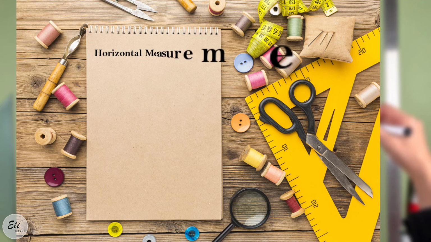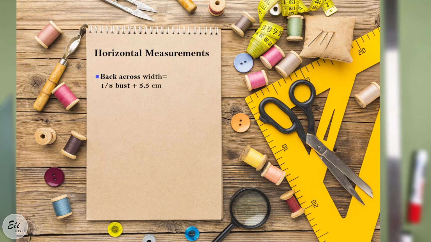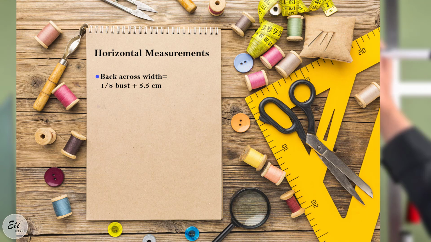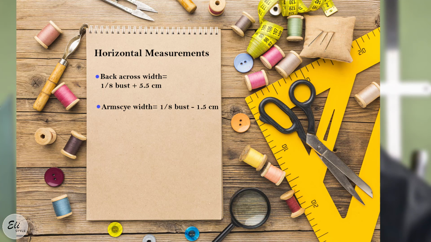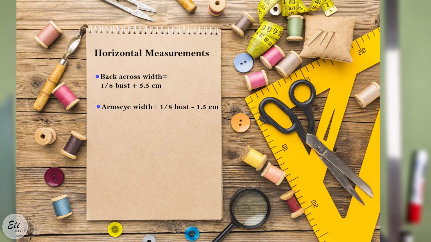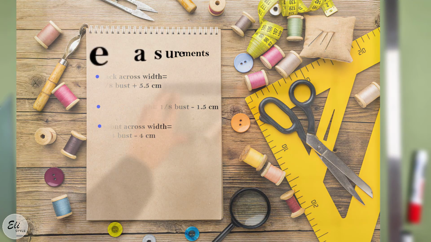Horizontal measurements. Back across width. Calculated as 1/8 of the bust circumference plus 5.5 cm. Arm side width. Calculated as 1/8 of the bust circumference minus 1.5 cm. Front across width equals 1/4 of the bust circumference minus 4 cm.